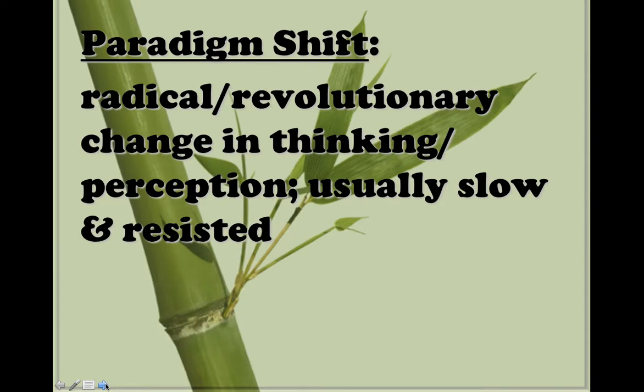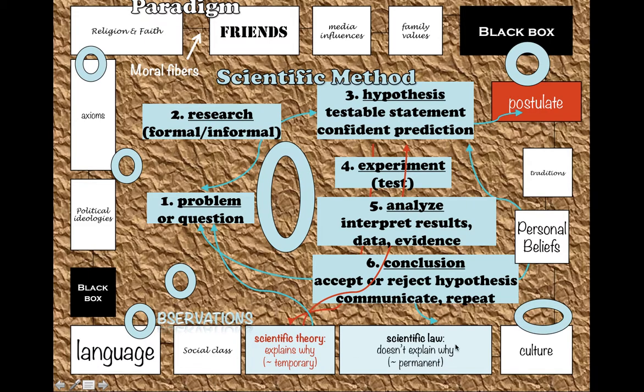Okay, so a paradigm shift would be a radical or revolutionary change in thinking or perception, and it's usually slow and resisted. We can think of this as something out here completely crumbling, like a string gets broken here, or maybe this theory totally gets blown up and you have a gaping hole in your paradigm, and that's very uncomfortable. Because that is so uncomfortable, we try at all costs to resist the breaking of this structure.